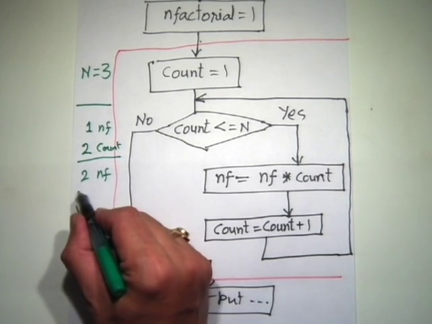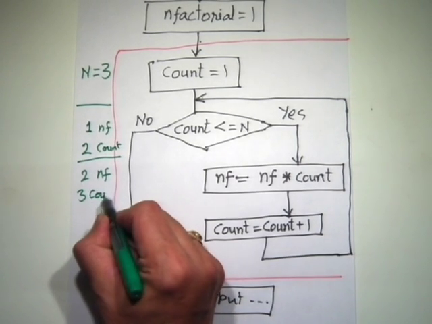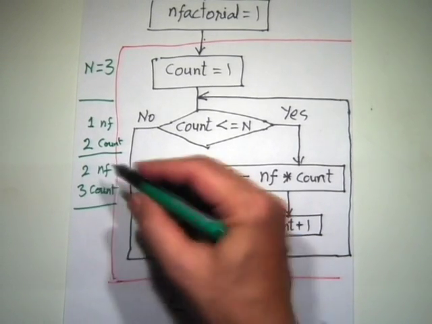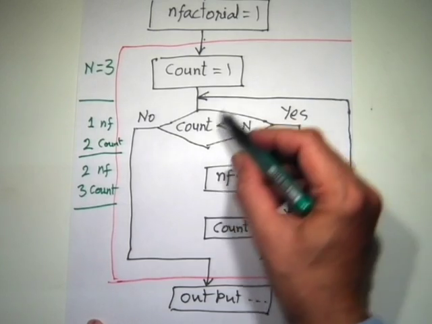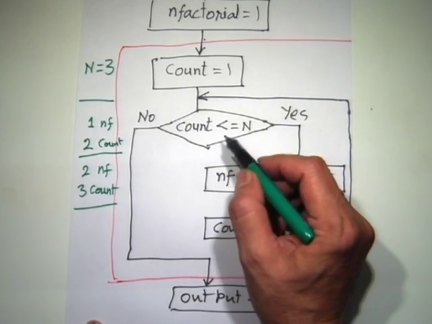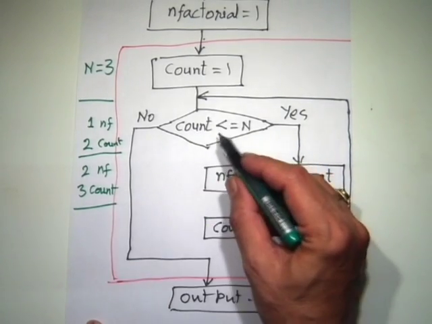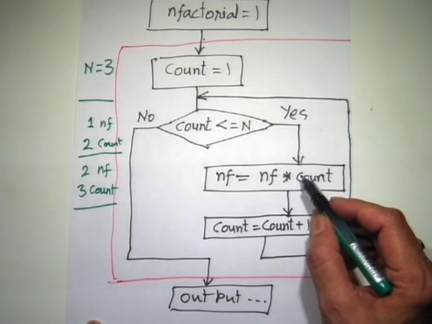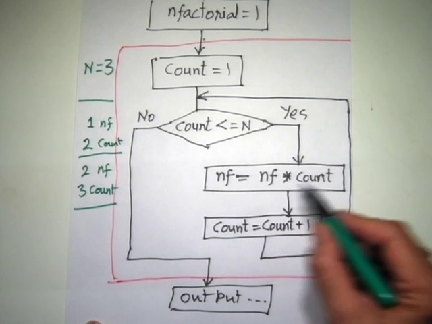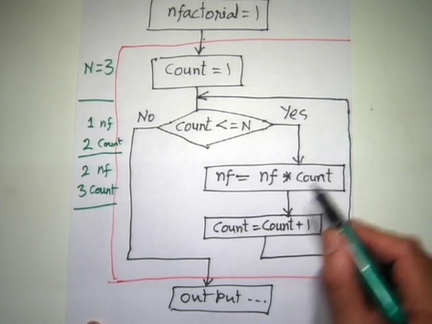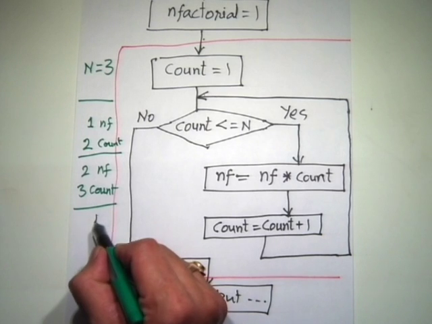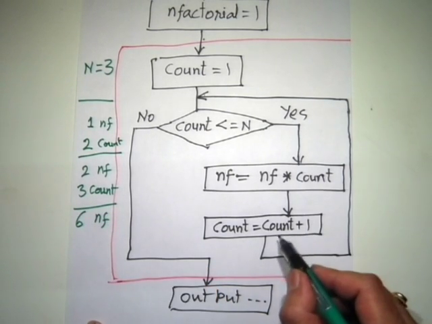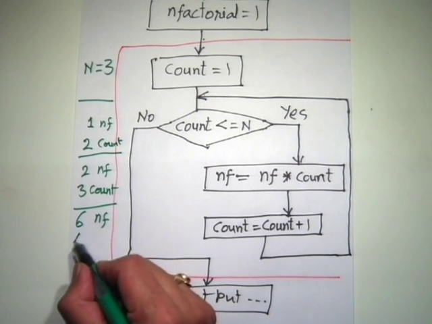So count becomes 3. What I'm drawing is the second iteration or second execution. At the end, again I go back and check, is count less than or equal to 3? The answer is yes. Count is 3, but it is still less than or equal to 3. So since the answer is yes, I'll come out again here. NF is equal to NF multiplied by count. That means 3 multiplied by 2. So NF will become 6. Come down here. Count will become count plus 1. It will become 4.